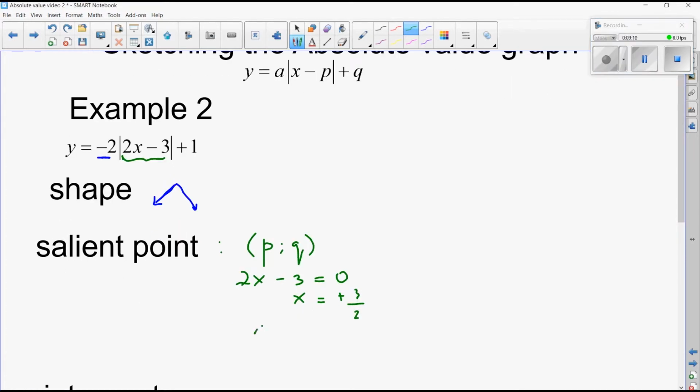So I have a salient point at 3 over 2. That is the x-coordinate of the salient point. The y-coordinate of my salient point is the value of q, and in the graph above, it is 1.